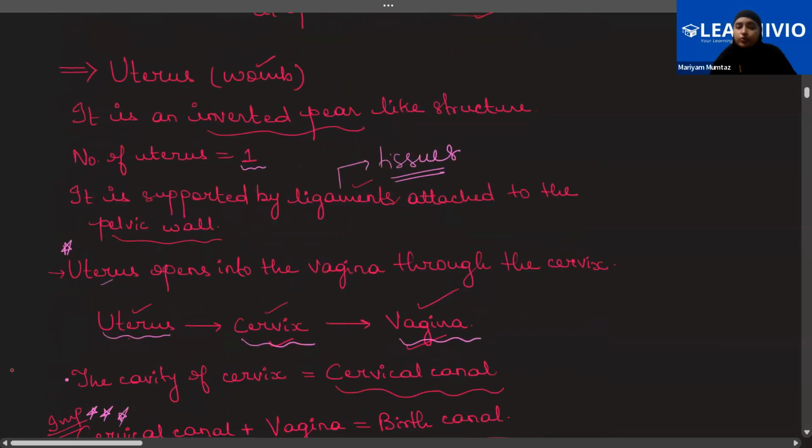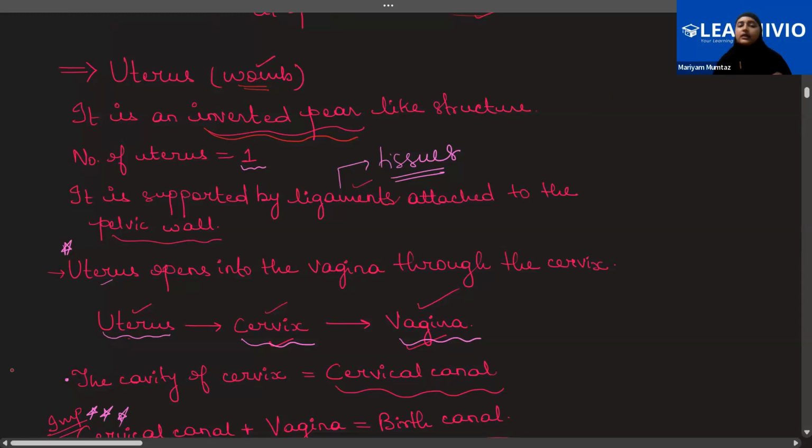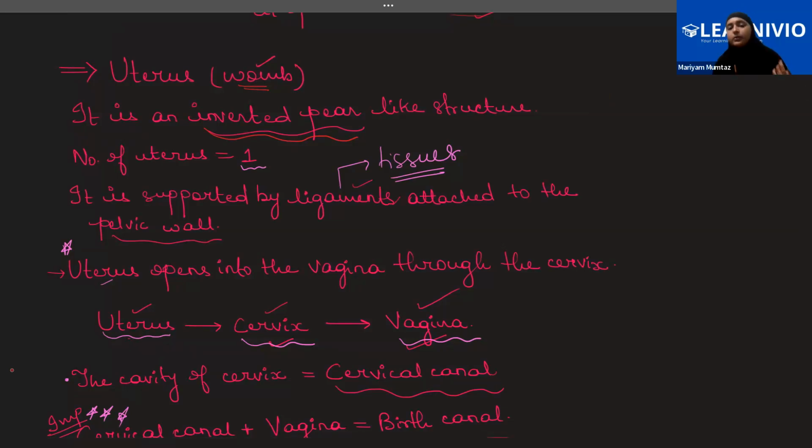Now, moving on to uterus. The very common name for uterus is womb. It is an inverted pear shape. Normally, the pear is like this, right? When you invert it, that becomes the uterus shape. The number of uterus in every female will be 1.